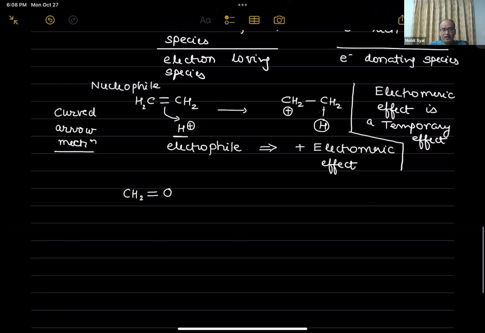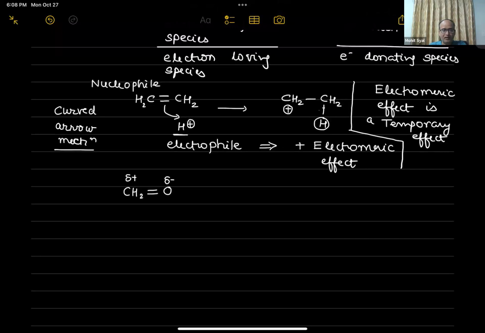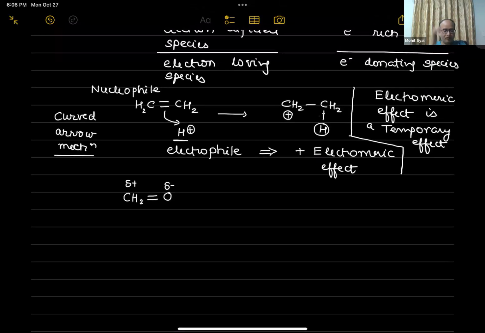Who is more electronegative? Oxygen. Oxygen is more electronegative. Yes, absolutely correct. And this is the inductive effect. Oxygen is having a minus I effect, and this will have a plus I effect. That is a permanent effect within the molecule. That is not the electromeric effect. So this is the picture of the molecule.